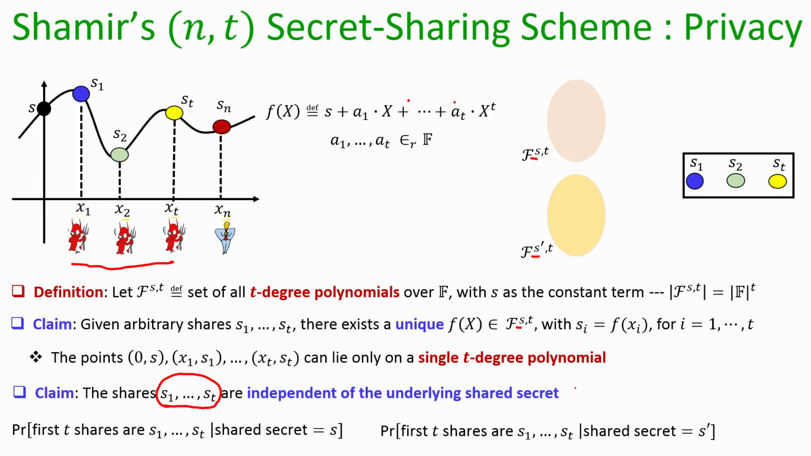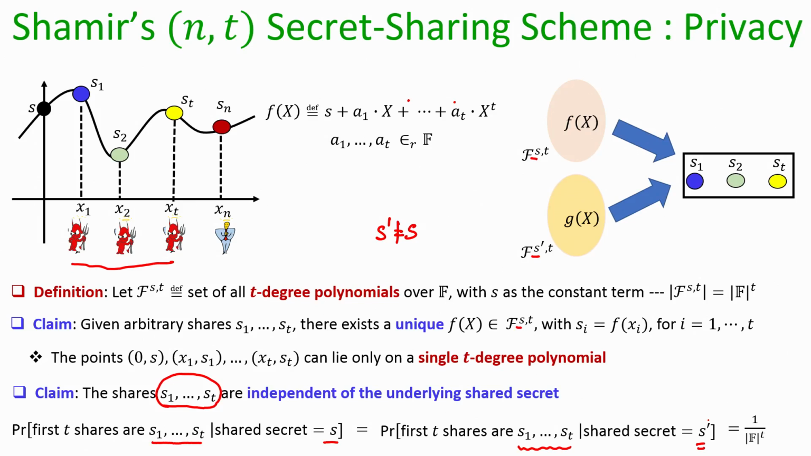Basically, I want to calculate the following two conditional probabilities. The first is that given that the secret shared is S in an instance of Shamir secret sharing scheme, what is the probability that the first T shares are S1 to ST? And the second is that given that the secret shared is S prime, where of course S prime is different from S, what is the probability that the same values S1 to ST occur as the first T shares in that instance?